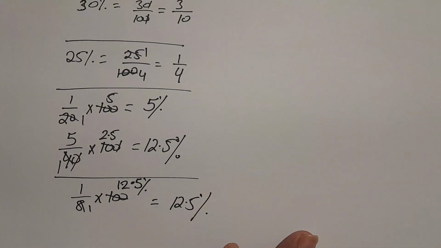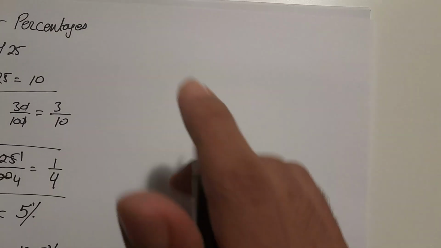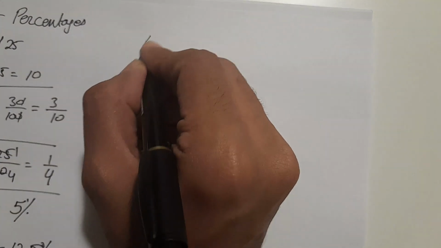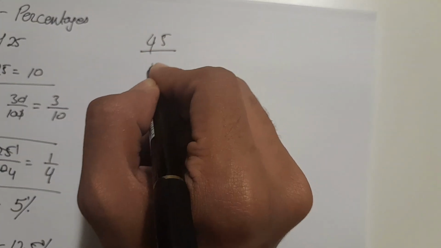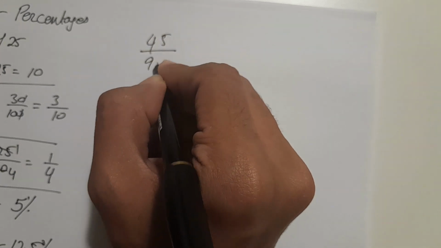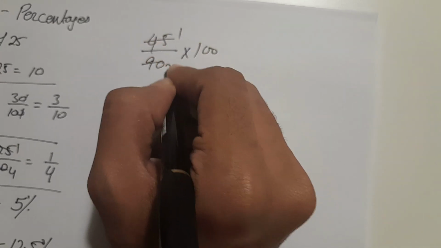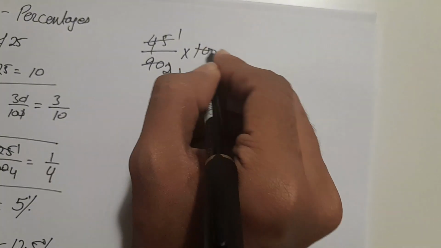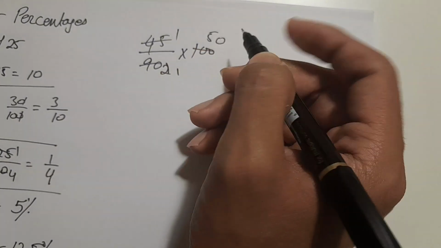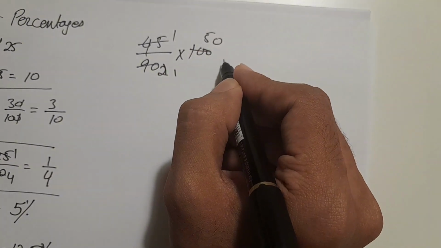And another example which I can show is 45 over 90. So multiply by 100, 45 ones are 45 and 45 twos are 90. So 2 ones are 2 and 2 fives are 10, so this will be 50%.